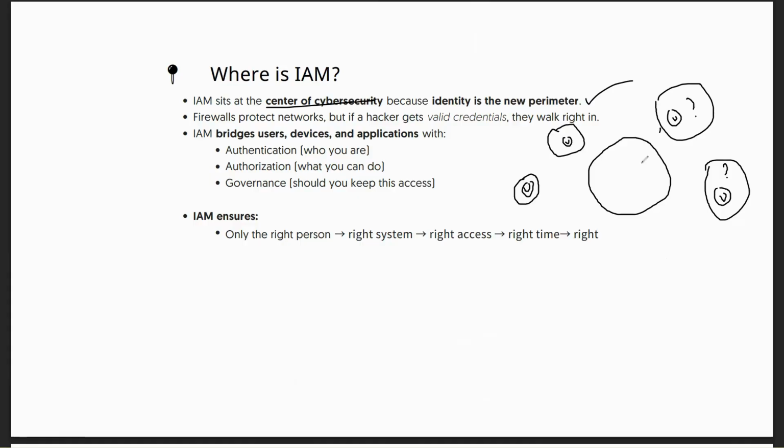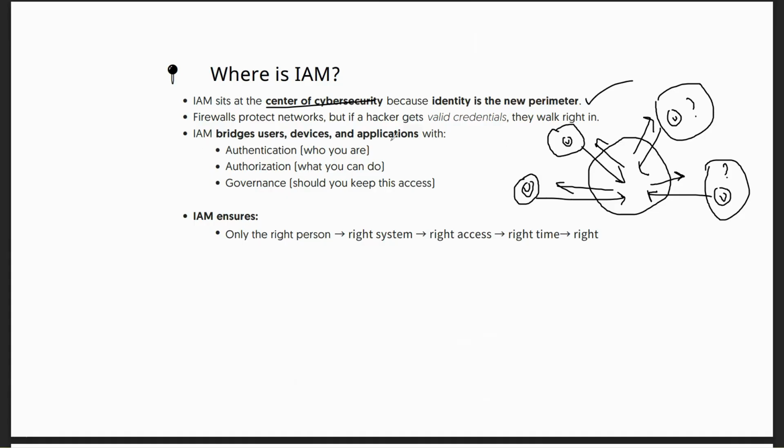Previously everything was inside. You had VPNs, you had firewalls, and then you had the work from office culture. Everyone was working from inside, you were able to protect them using a VPN, and everyone was seamlessly working in. So your only protection was this. Now that everyone has moved outward, all the users are outside. Now we need to think, how do we ensure and protect this new perimeter? Because firewalls would protect your network, but if a hacker gets the valid credentials, they would just walk straight in.